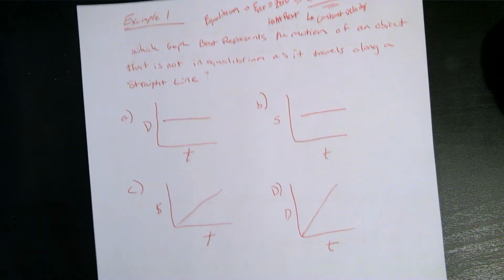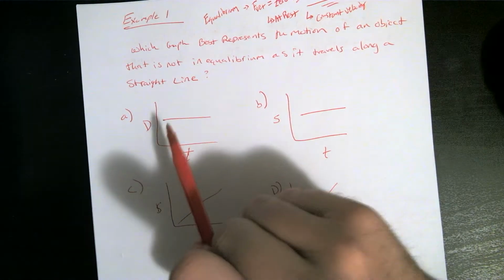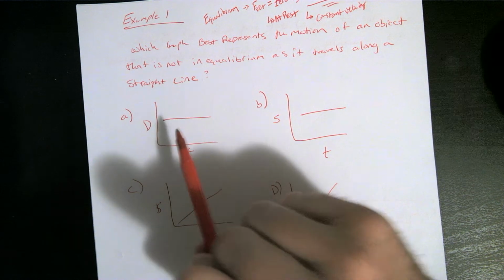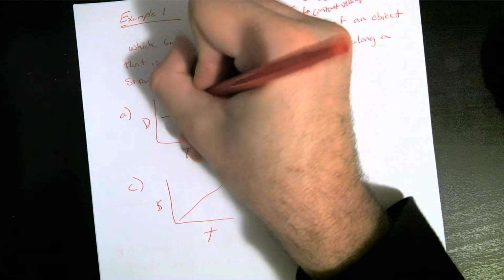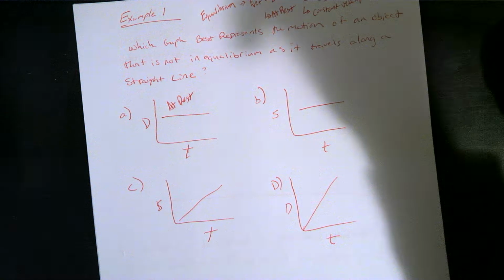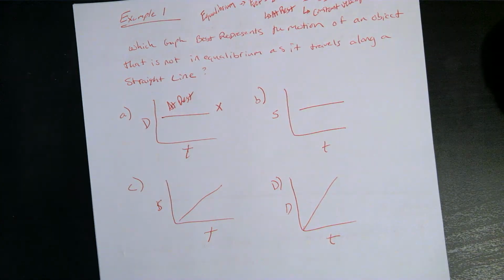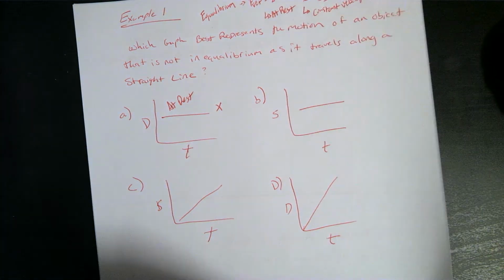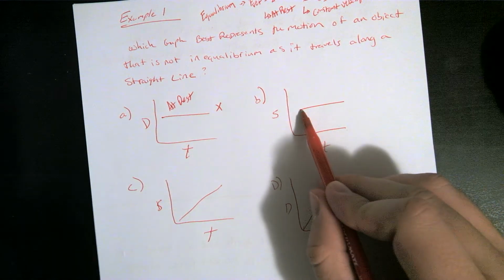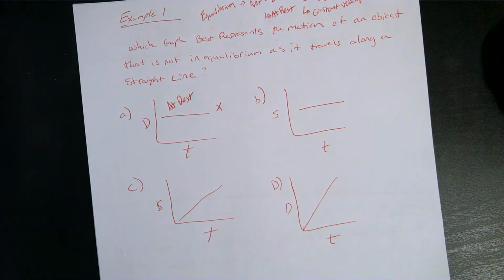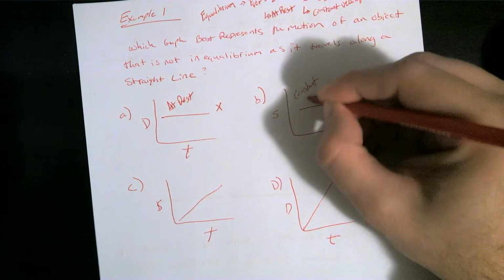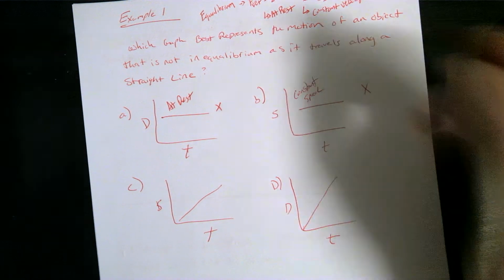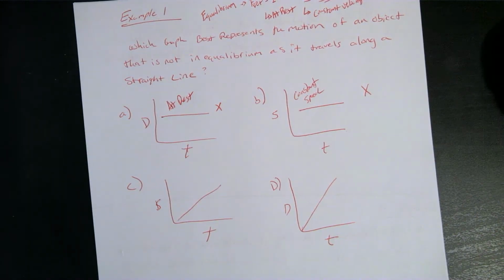Well, let's look at this. Let's look at A. What graph A is telling me is that our distance is not changing over time. So what does that tell us? We are at rest. So this is at equilibrium, and we do not want this. What is B telling me? As time goes on, our speed is not changing. So if our speed is not changing, we have a constant speed. That is at equilibrium. We do not want that one.